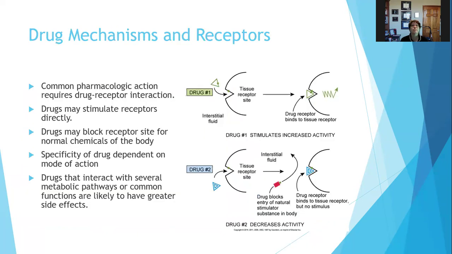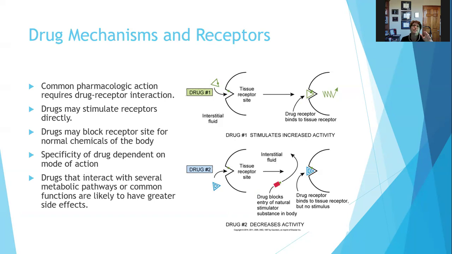A lot of drugs act by having some effect on the receptors in our cells. So our cells have a ton of receptors for all our different little neurochemicals that are floating around our body and doing their jobs. A lot of times drugs stimulate receptors directly. So a drug goes in and basically takes the place of something else that would have bound to that receptor in the body. Drugs might block a receptor site for normal chemicals of the body.